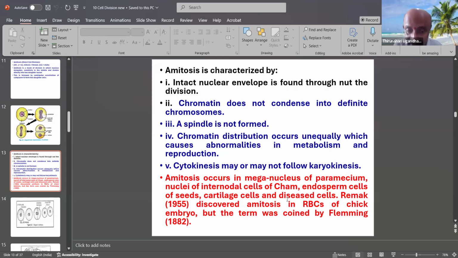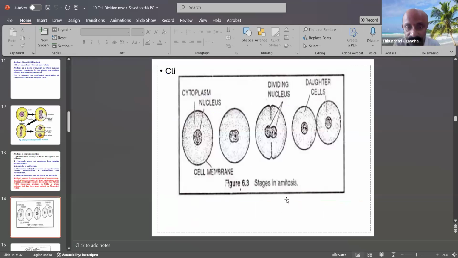Remak, a scientist, in 1955 discovered amitosis in RBC, red blood corpuscles. Remak first reported amitosis in chick embryo, but the term was coined by Flemming. Amitosis was reported by Remak, so this is amitosis.